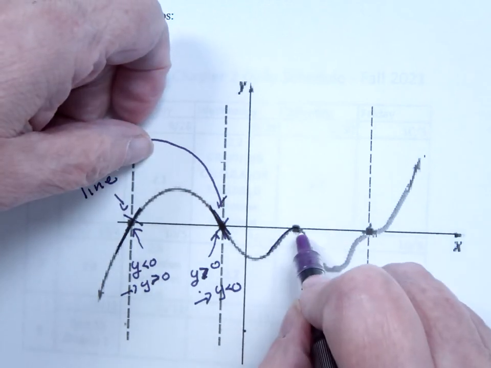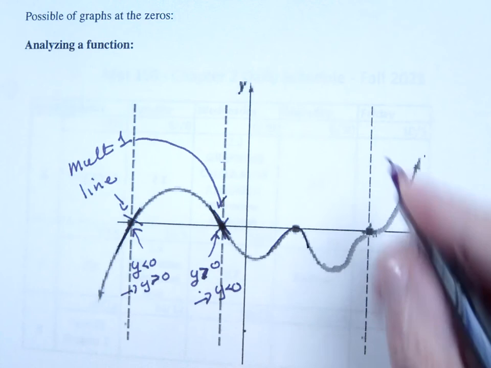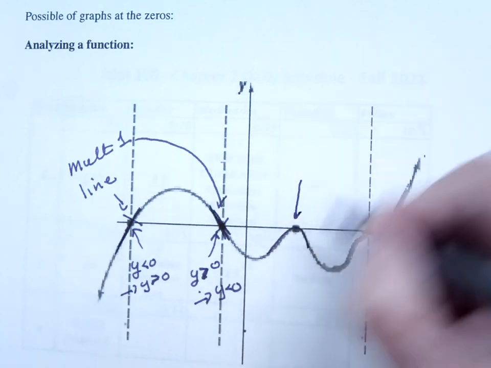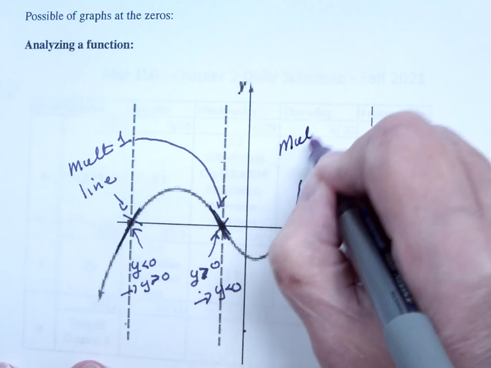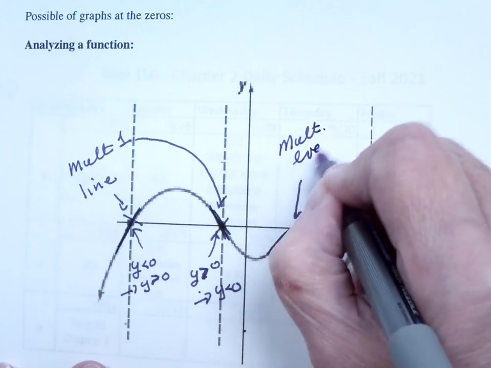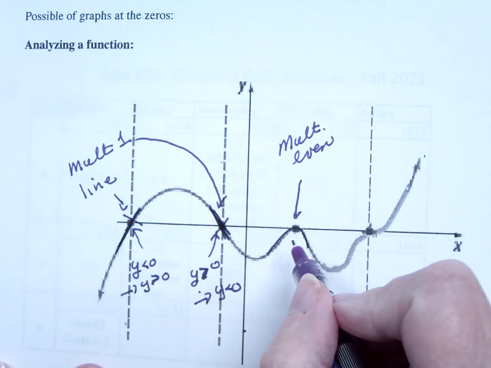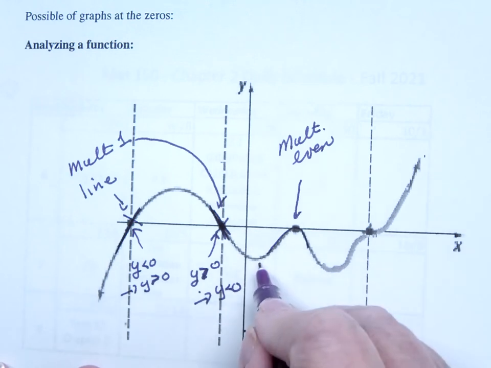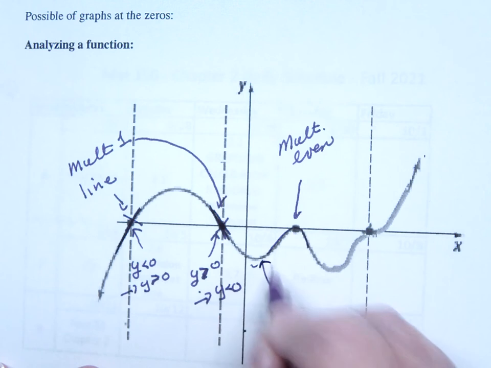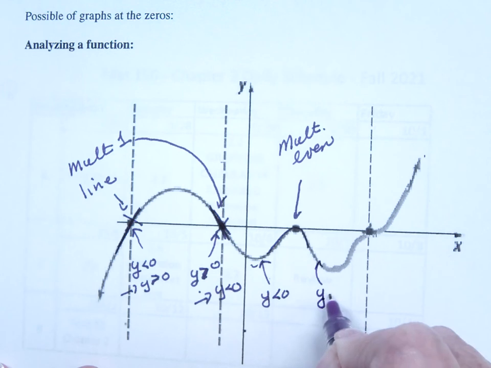Here, I notice I have a parabola, and this is multiplicity, and you could say even, because a parabola could be 2, 4, 6, 8, don't know. But what do I notice? I notice that here, y is negative, and here, y stayed negative. So it went from negative to negative. Comes out, hits the axis, comes back down, doesn't cross, just touches.